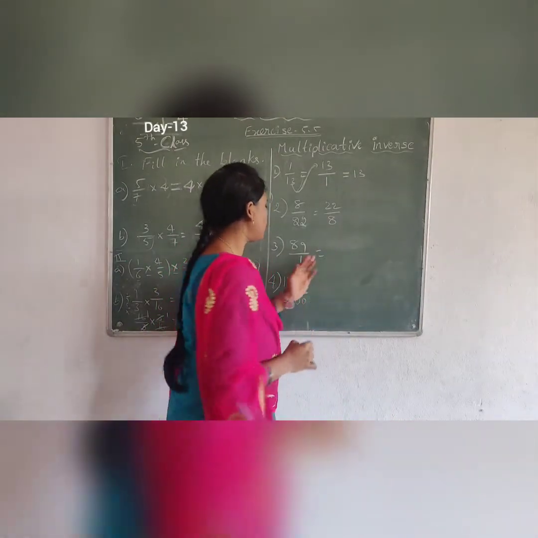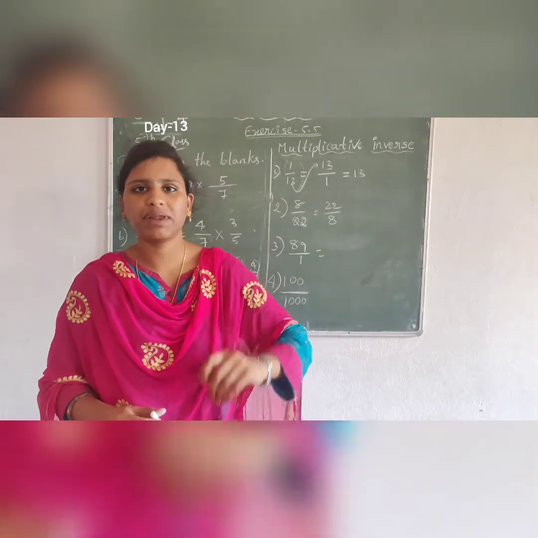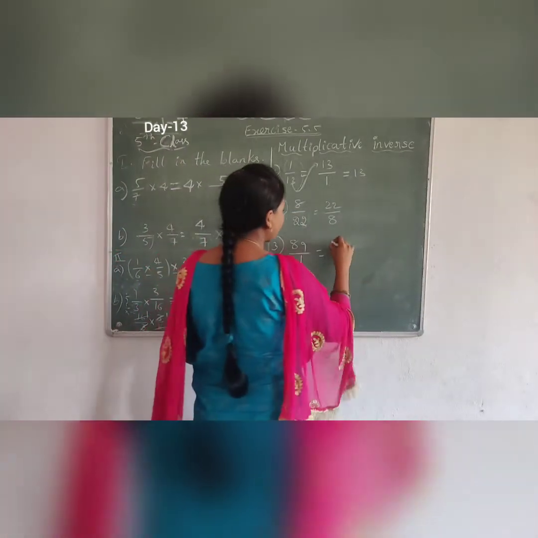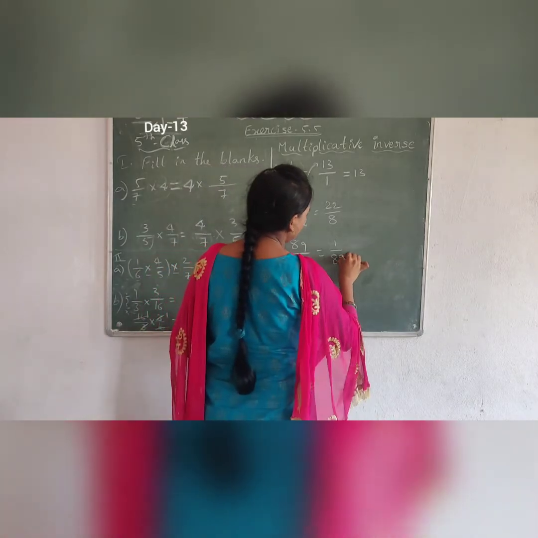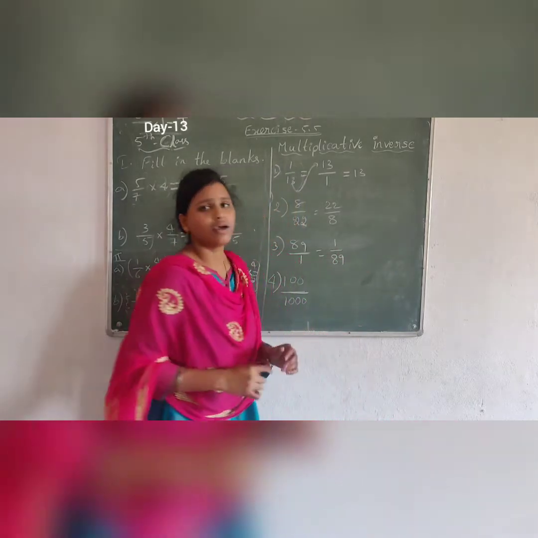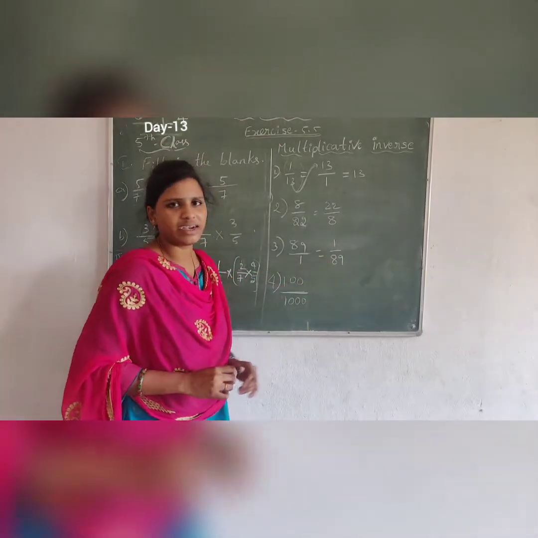Let's take this fraction and write down its multiplicative inverse. The 1 comes in the numerator place and 89 comes to the denominator. So the answer is 1 by 89.